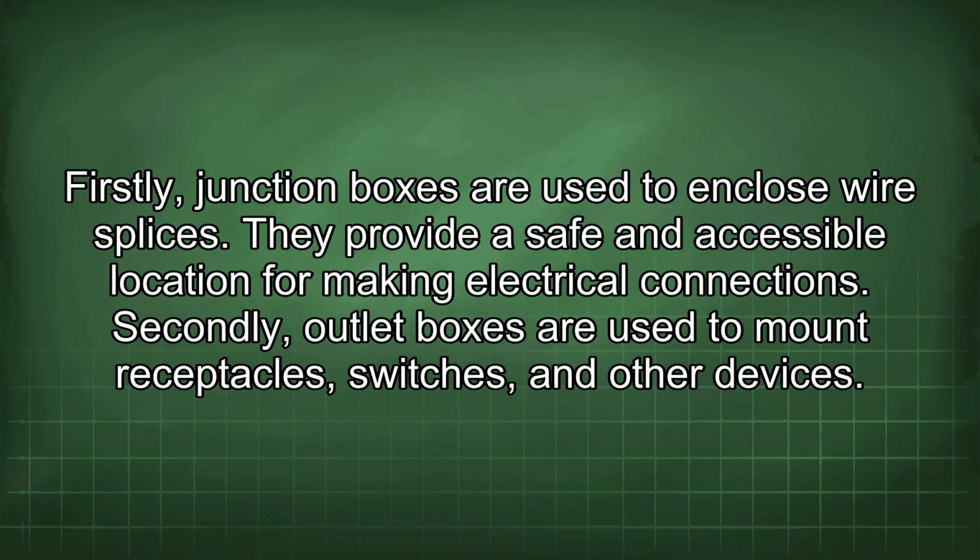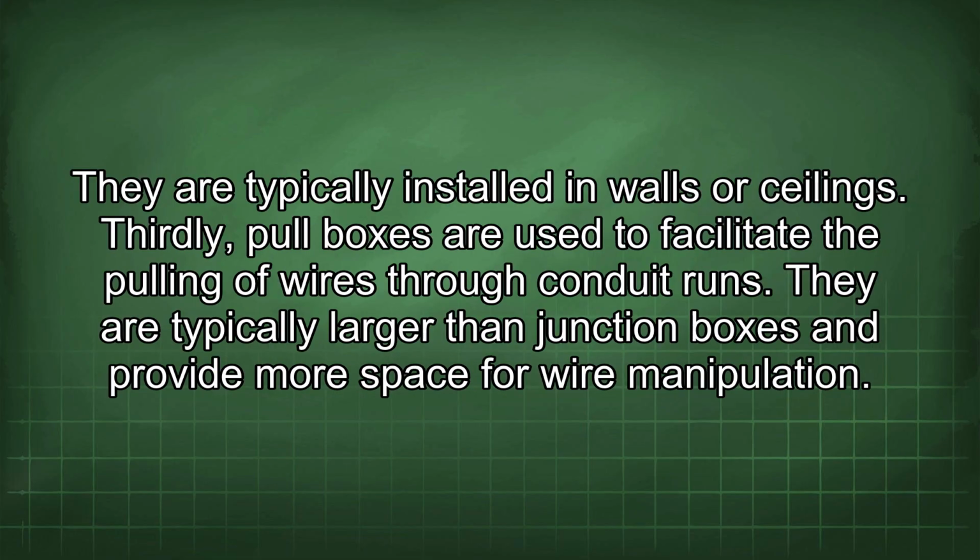Firstly, junction boxes are used to enclose wire splices. They provide a safe and accessible location for making electrical connections. Secondly, outlet boxes are used to mount receptacles, switches, and other devices. They are typically installed in walls or ceilings. Thirdly, pull boxes are used to facilitate the pulling of wires through conduit runs.